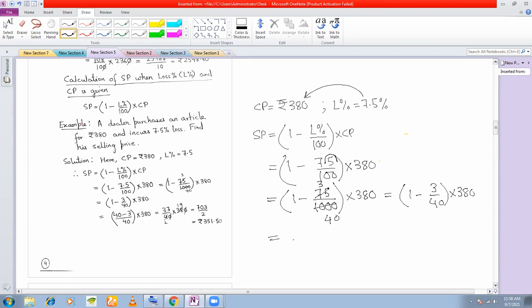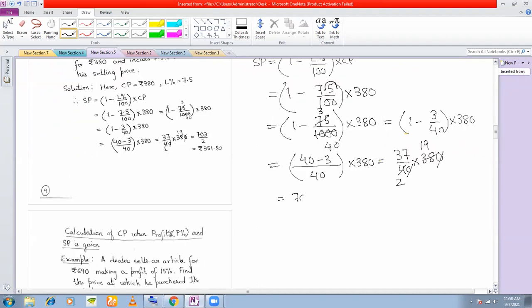Now you can take the LCM. 40 minus 3 into 380. So you'll get 37 by 40 into 380. So the 0 will cancel here. This will cancel twice, 19 times. So you get here 37 into 19 is 703, divided by 2.